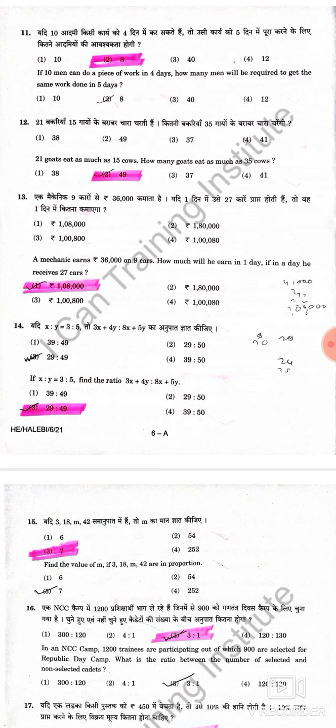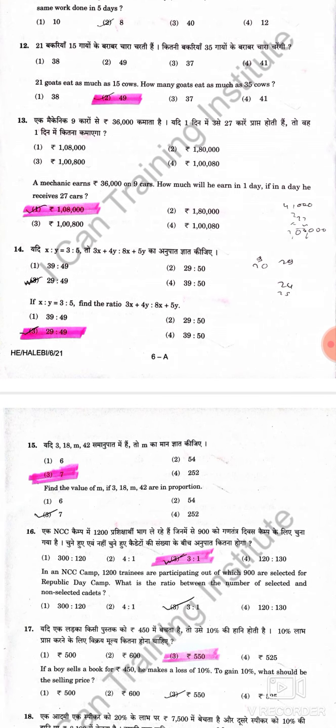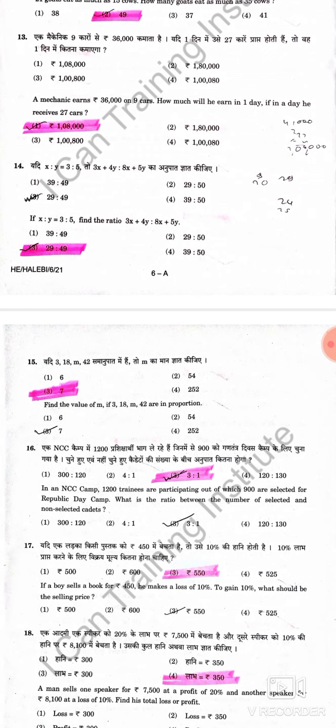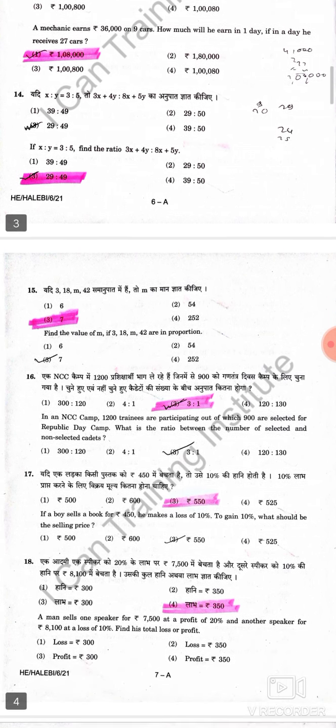Question number 13. A mechanic earns rupees 36,000 on 9 cars. How much will be earned in 1 day, if in a day he receives 27 cars? And the answer is option number 1. Question number 14. X into Y is equal to 3 into 5. Find the ratio of 3x plus 4y into 8x plus 5y, and the answer is option number 3.